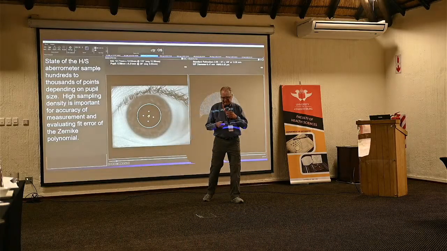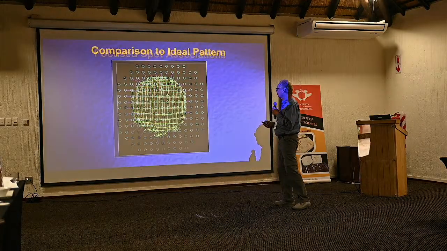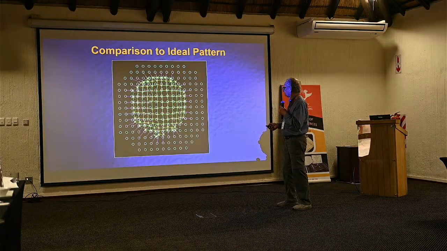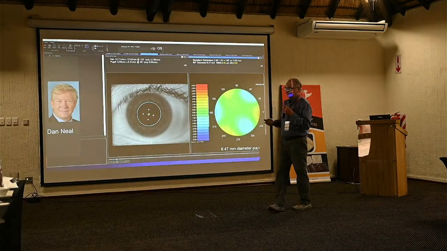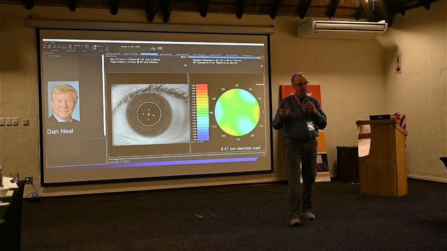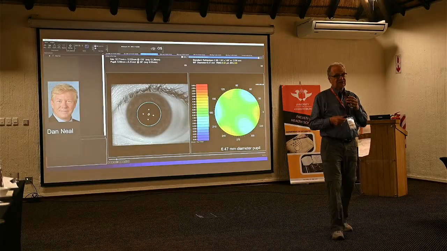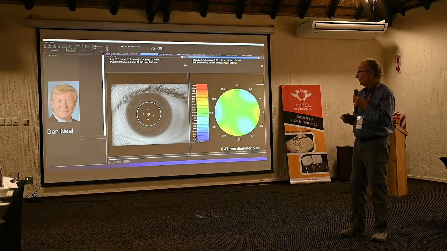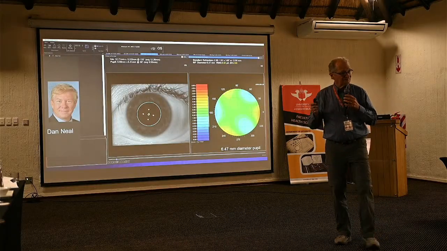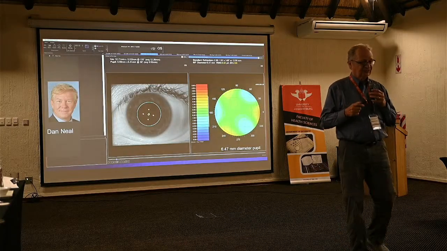I want to go back one more slide with the picture. Oh, no, I want to get to Dan Neal, wrong way. Dan Neal has been a very good colleague of all of us in this industry. But he built the first really good Hartmann-Shack wavefront sensor, right?